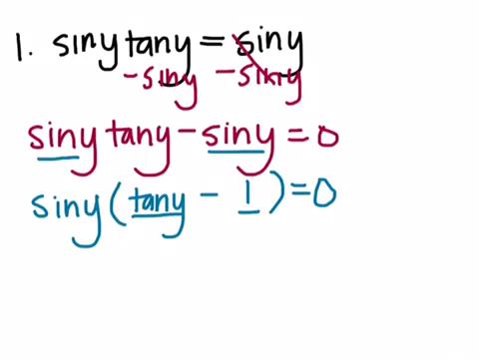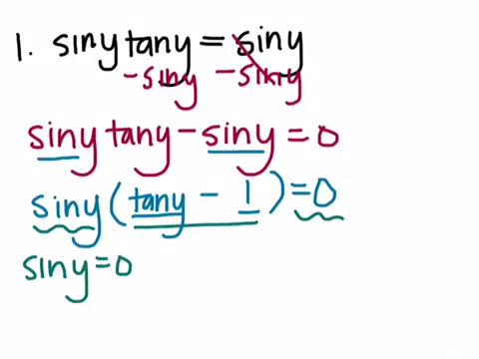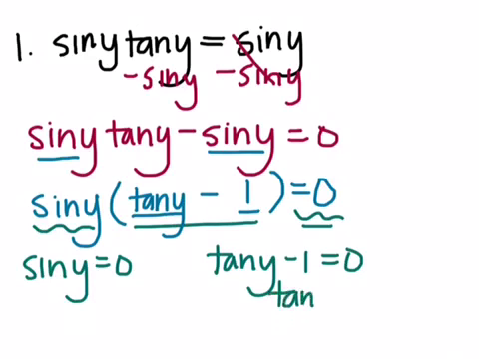So we have sine of y equals 0. And we have tan of y minus 1 equals 0. So that means that tangent of y equals positive 1. And now we want to think back to our unit circle. Here it tells us to give the general equation. So sine of y is 0 at 0 and pi and 2 pi.